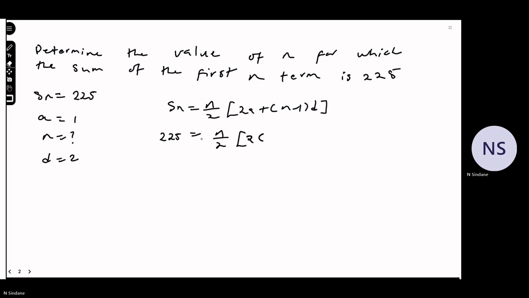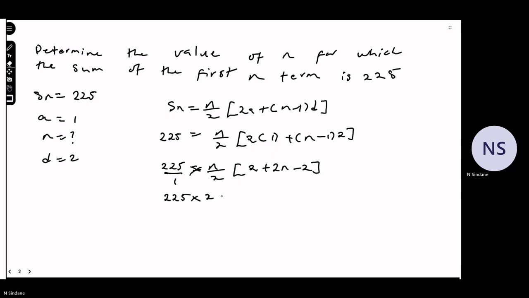The value of a is 1, from the previous pattern that was saying 1 plus 3 plus 5 plus 7, plus (n, we don't know it, minus 1) d, and d is 2, right? Then 225 is equal to n over 2 into (2 plus 2n minus 2), right? And then I can now cross multiply. Then 225 multiplied by 2 is equal to n into 2n, and the negative 2 will cancel with the 2.